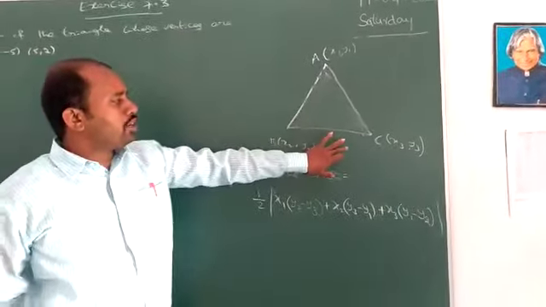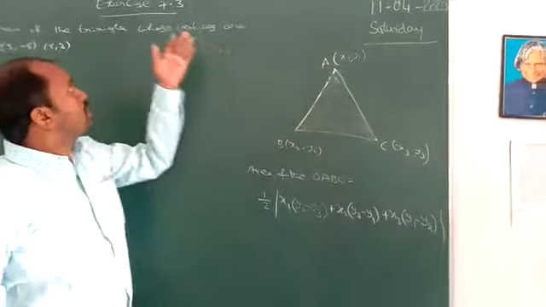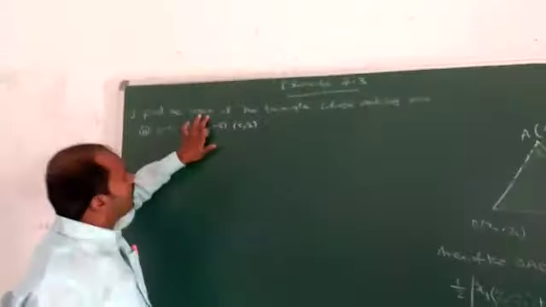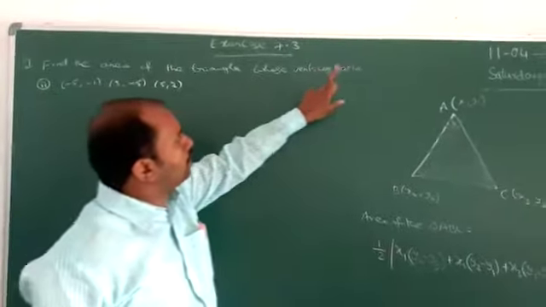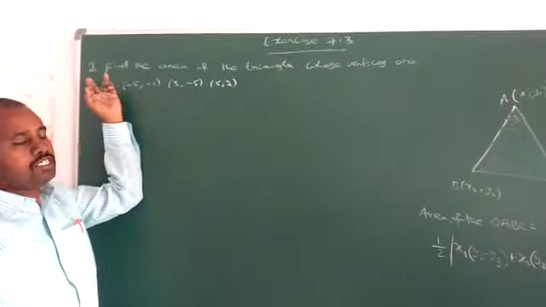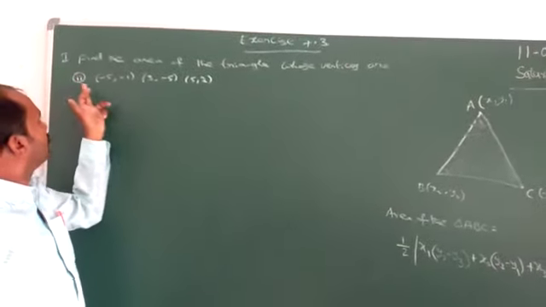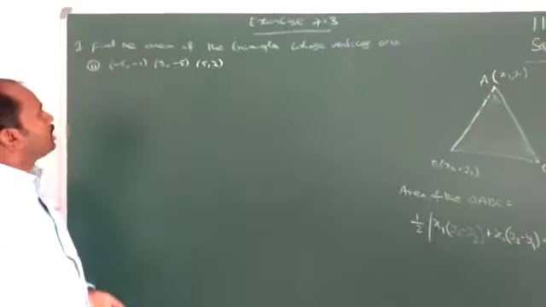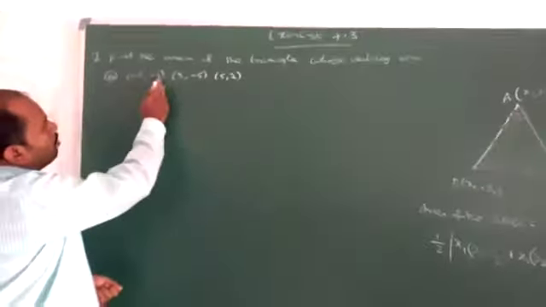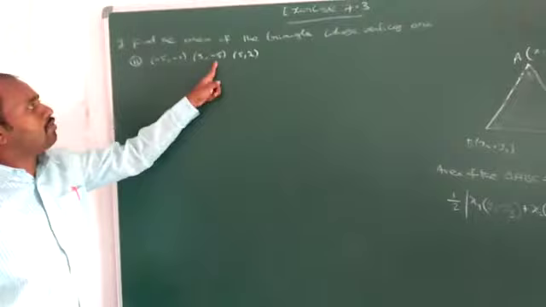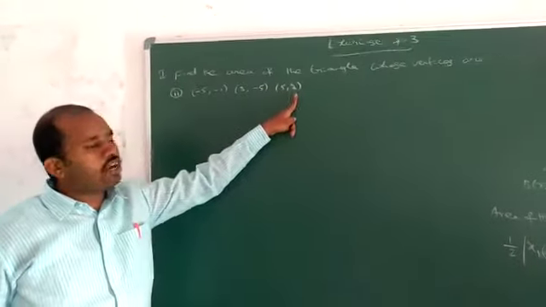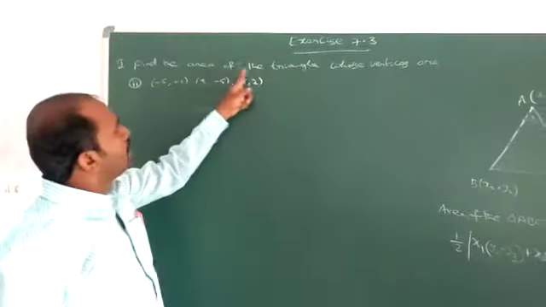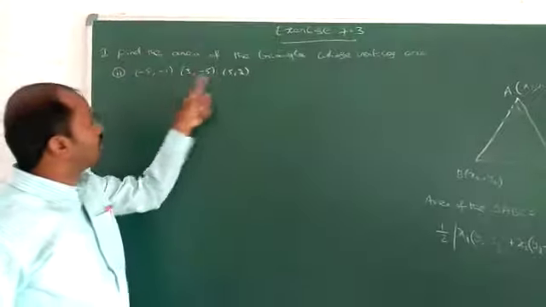Using this formula, there are problems in the 7.3 exercise. First problem: find the area of the triangle whose vertices are given. There are three bits in the first problem. Now you take the second bit only. The first bit and third bit you do as homework. The second bit: the first vertex is -5, -1, the second vertex is 3 comma -5, and the third vertex is 5 comma 2. These are the given three vertices.